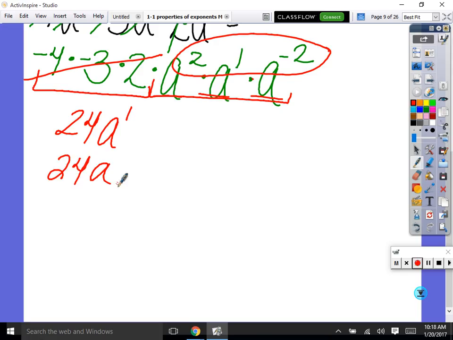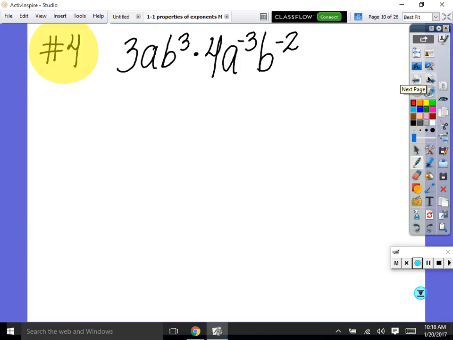Everybody see how that worked? It was pretty easy, right? As long as we reorder it, and as long as we don't get tricked by saying, oh, that was connected. The 2 was connected to a squared. It's not.